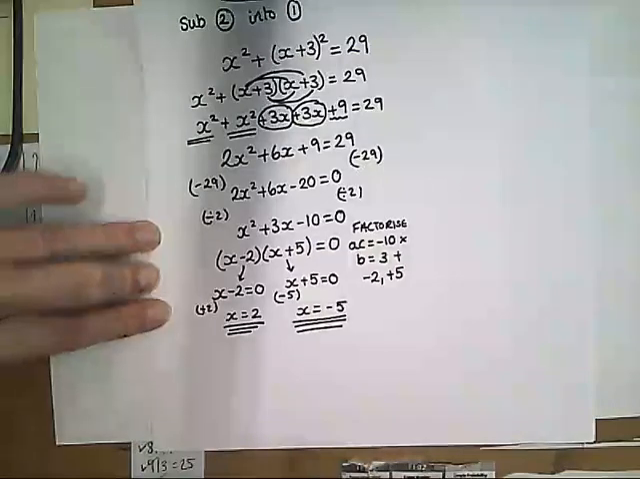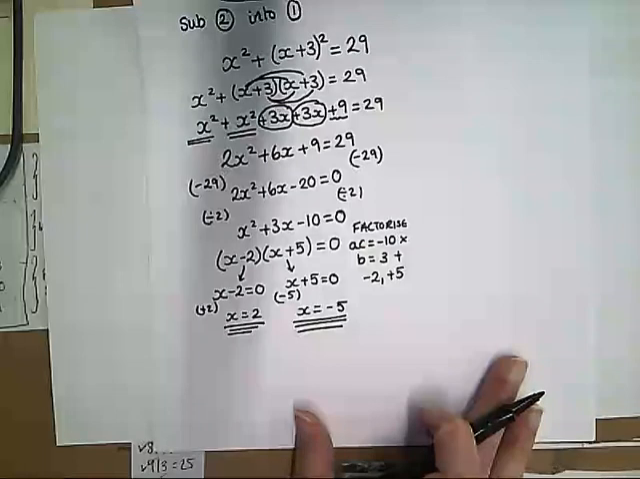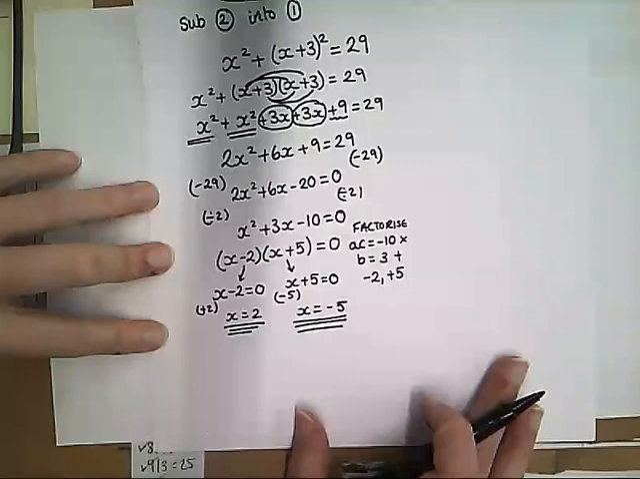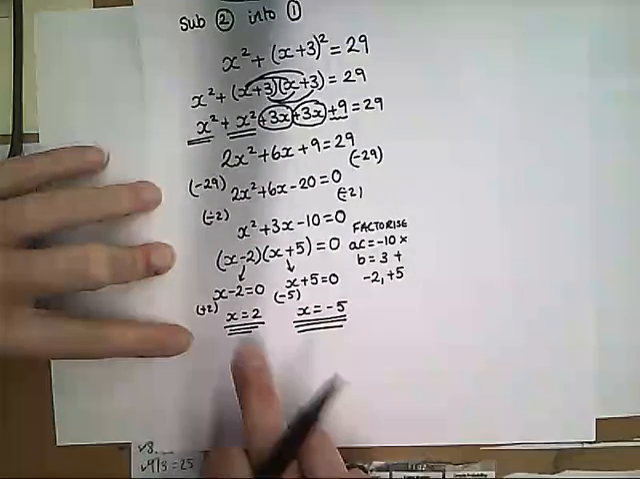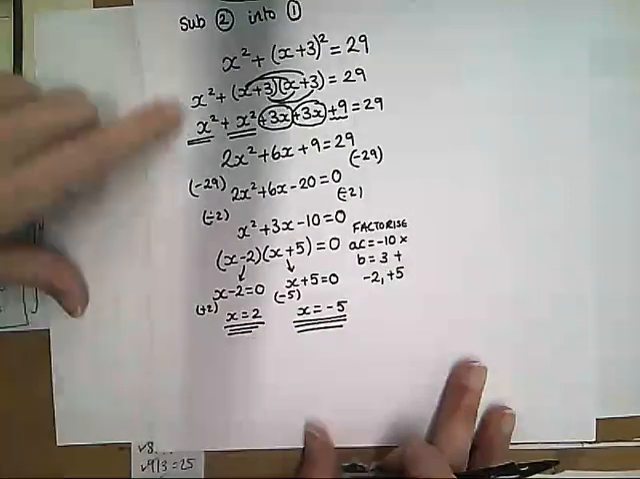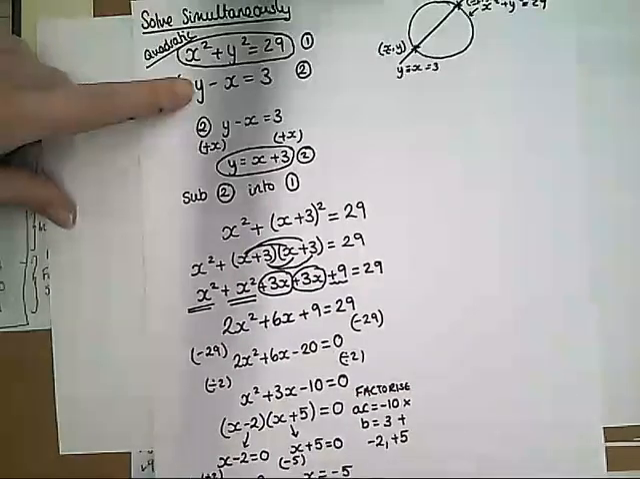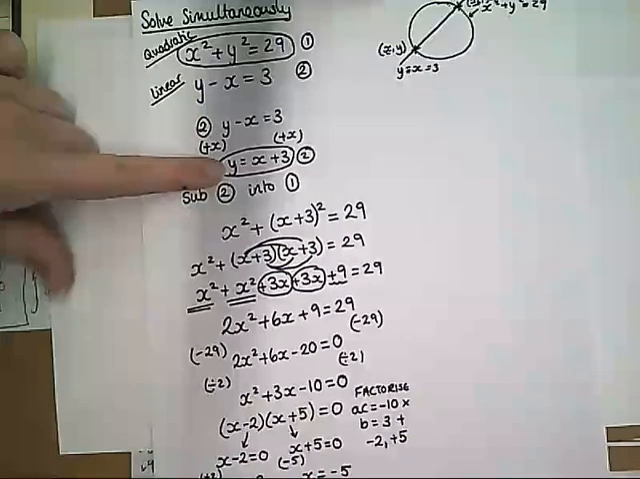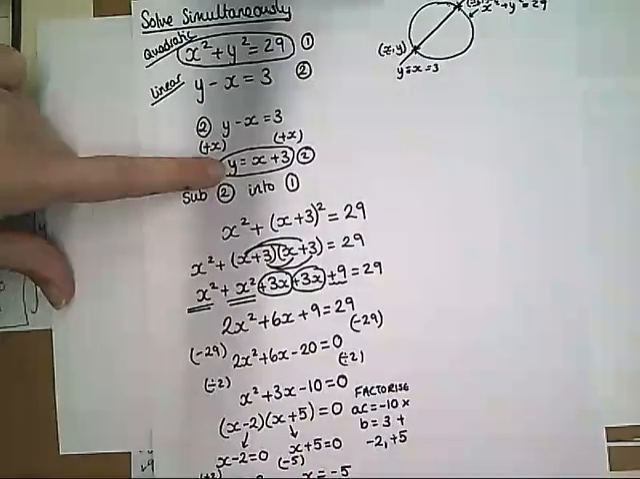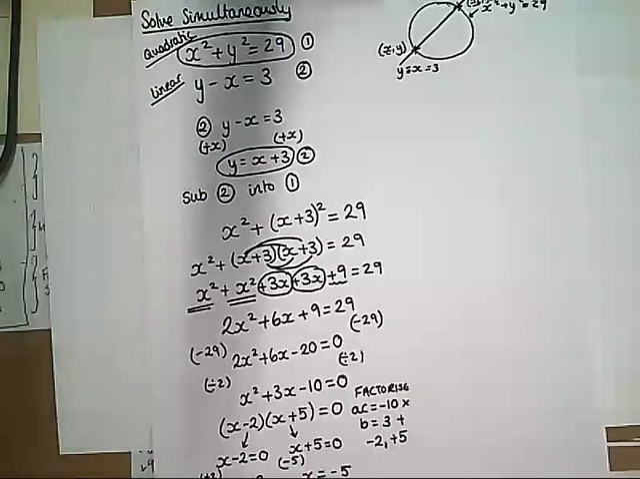Now just like with normal simultaneous equations, once you've found your x values, you then need to substitute them in to find your y values. So the easiest thing to do is to substitute your x values into your linear equation, the equation that I called 2 up here. It could be either this top one, but the even easier one to substitute into would be this one, y equals x plus 3, because then it's already written as y equals. So you then just shove your value of x in.